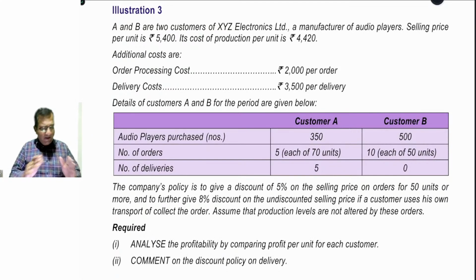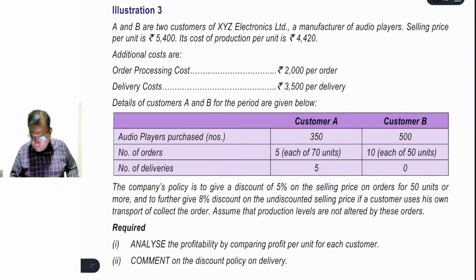So it's not necessary that the customer who is taking the highest units is also providing the highest profitability. Gone are the days when this rule happened. Nowadays, if the customer is taking fewer services of selling and distribution, then that customer is more profitable to us.